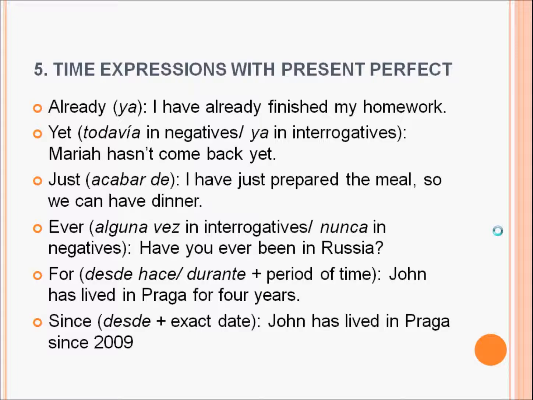Have you ever been to Russia? ¿Has estado alguna vez en Rusia? For, that means desde hace or durante, plus period of time. John has lived in Praga for 4 years. John ha vivido en Praga durante 4 años. Since, that means desde, plus an exact date. John has lived in Praga since 2009. John ha vivido en Praga desde 2009.